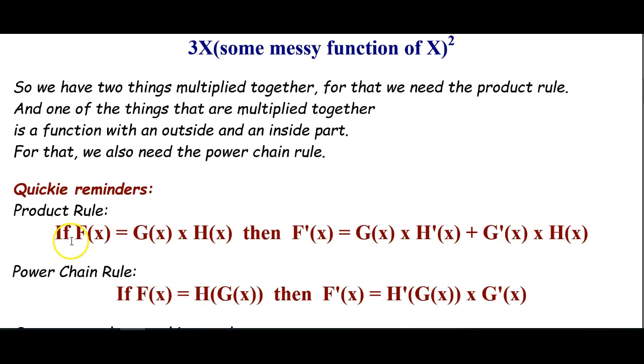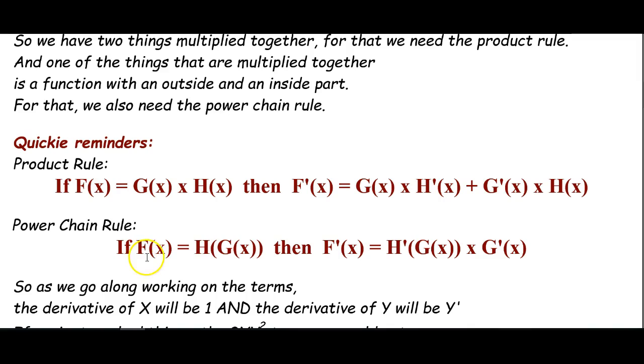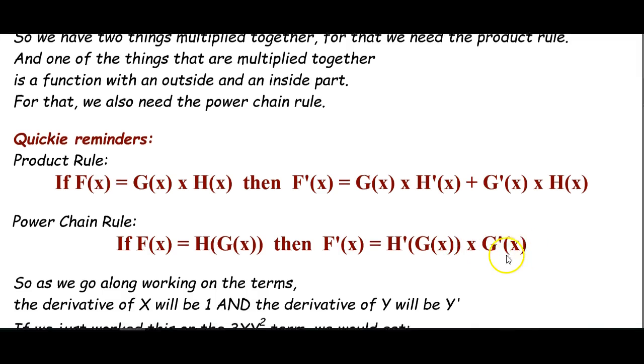Remember, for the product rule, if f of x equals g of x times h of x, then f prime x equals g h prime x plus g prime h x. The power chain rule is if f of x equals h of g of x, then f prime x equals h prime g of x times g prime x.